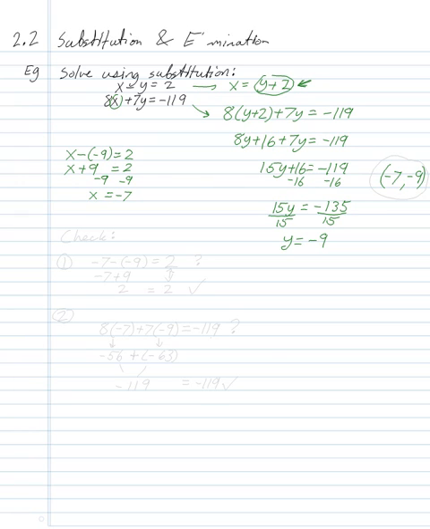Now to check and verify that this really is a solution to the system, we would substitute x equals negative 7 and y equals negative 9 into both equations to make sure that they check out. So our first equation, if x is negative 7, is it true that negative 7 minus negative 9 equals 2? Well, you can think of this as negative 7 plus 9, which equals 2.